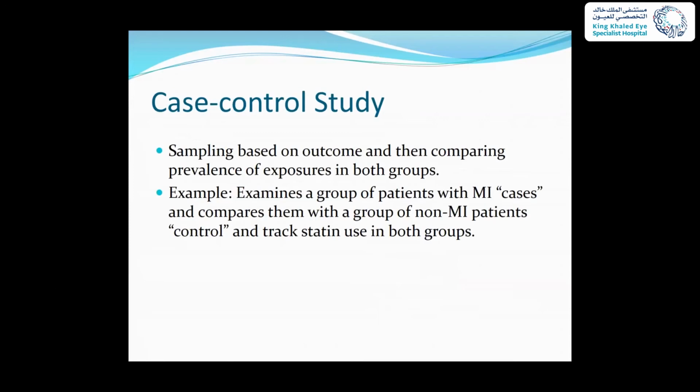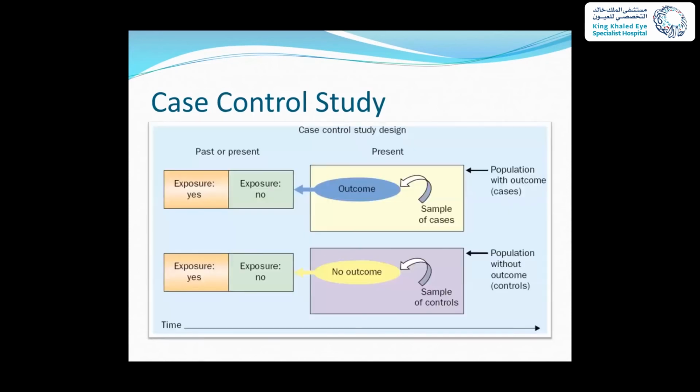Case-control studies: sampling is based on the outcome, the disease status, and then comparing the prevalence of exposure in both groups, what we call the odds ratio. Example, examine a group of patients with MI, these are the cases, and compare them with a group of non-MI patients, the controls, and track statin use in both groups. This is an example of a case-control study. So we collect them based on the outcome and non-outcome, and we go to see who was exposed and non-exposed between the control and study groups.